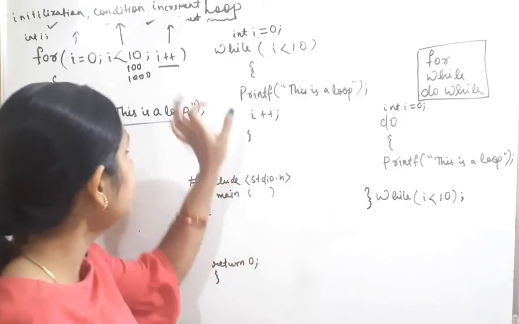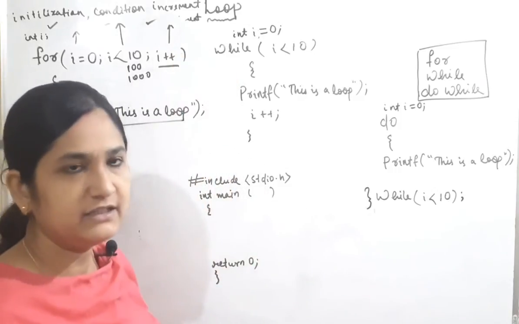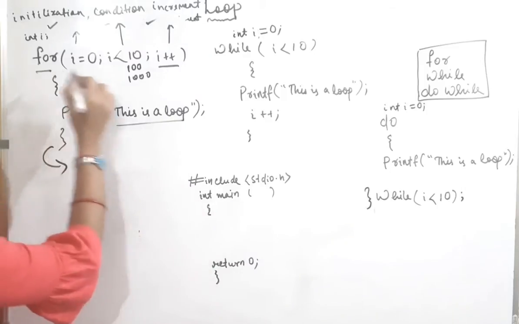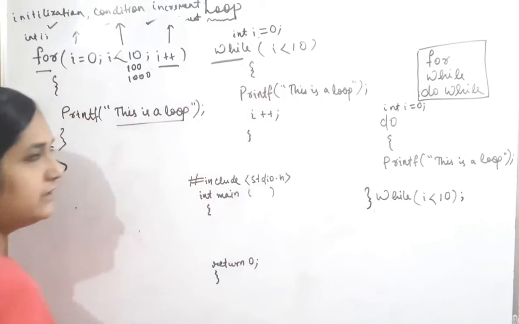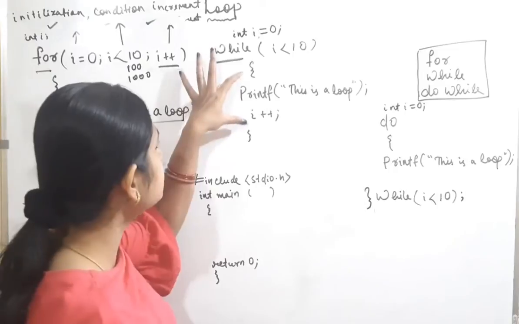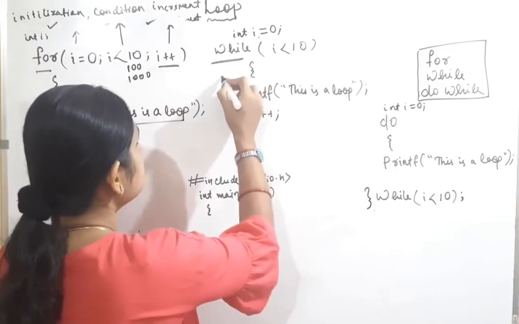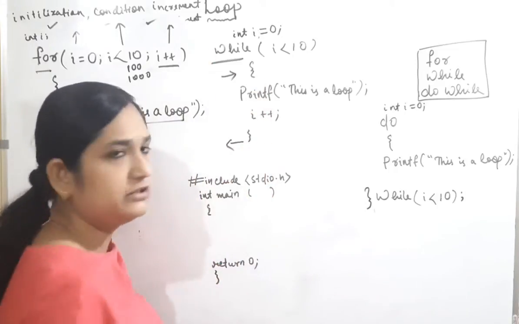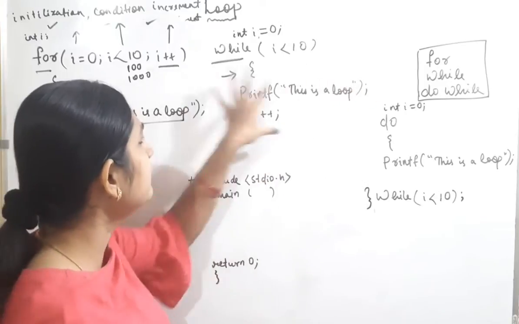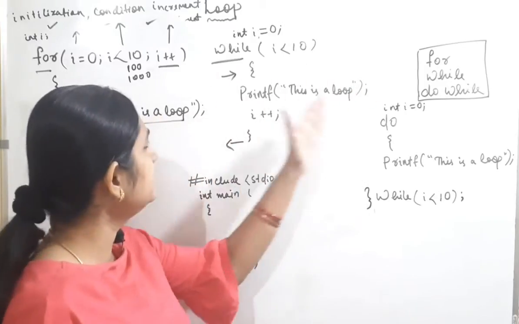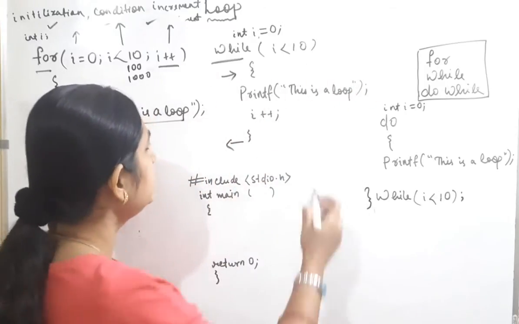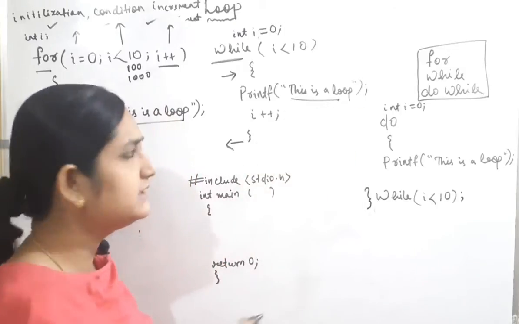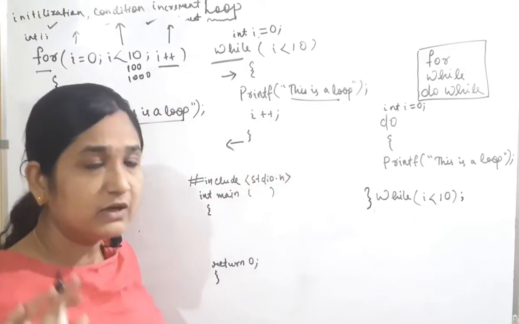Okay. Here you will use the keyword while. Here you are using the keyword for. Here you will use the keyword while. Okay. In the same way, this is the start of the body. This is the end of the body of while loop. Inside this, whatever you want to print, you will write that statement. I want to print. This is a loop. So I have written the statement inside my while loop.